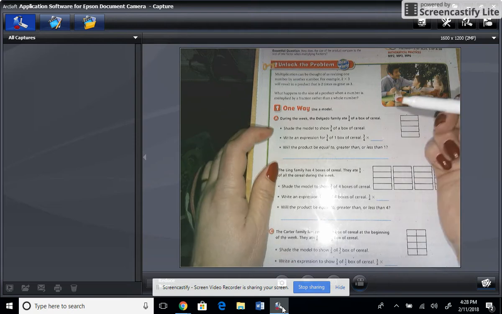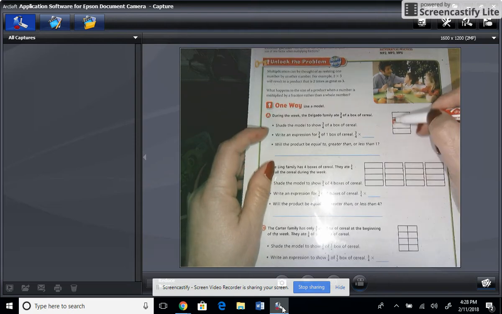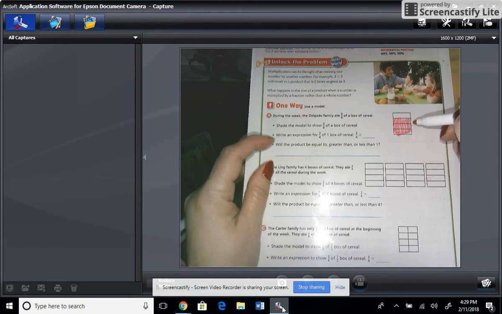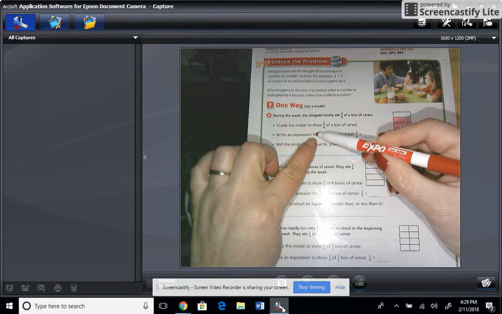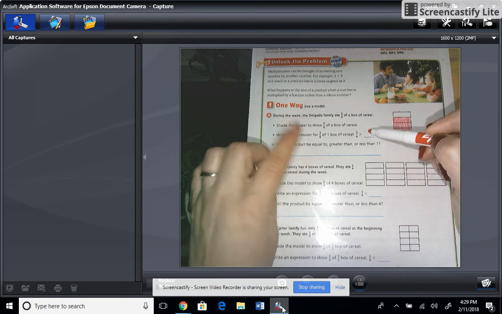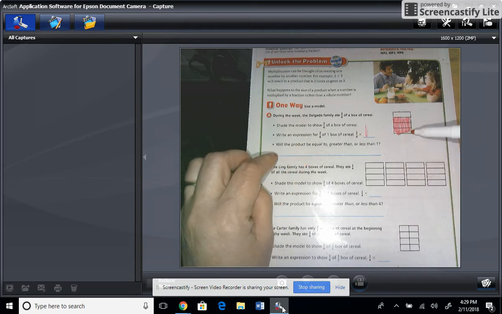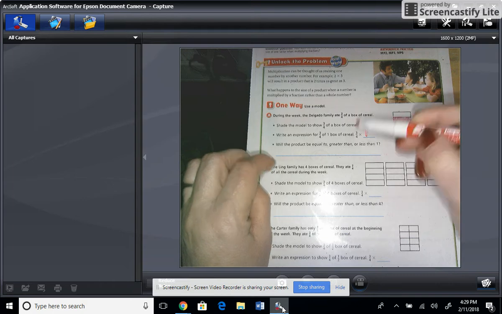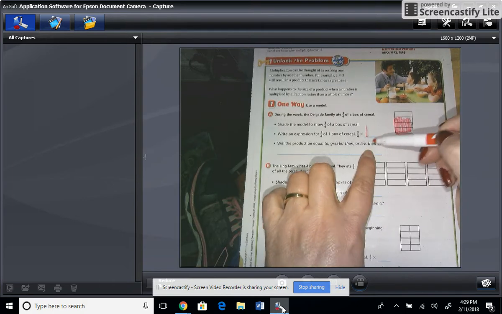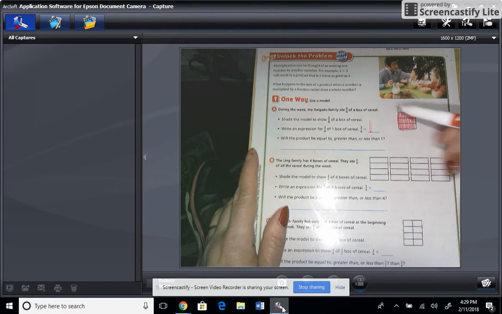So the family eats 3/4. It's already cut into 4, so I'm going to eat 3/4 of it. Write an expression for 3/4 of one box of cereal. That is 3/4 times 1. Well, if I take 3/4 times 1, is it equal to, greater than, or less than 1 whole? Well, it's less than, right?